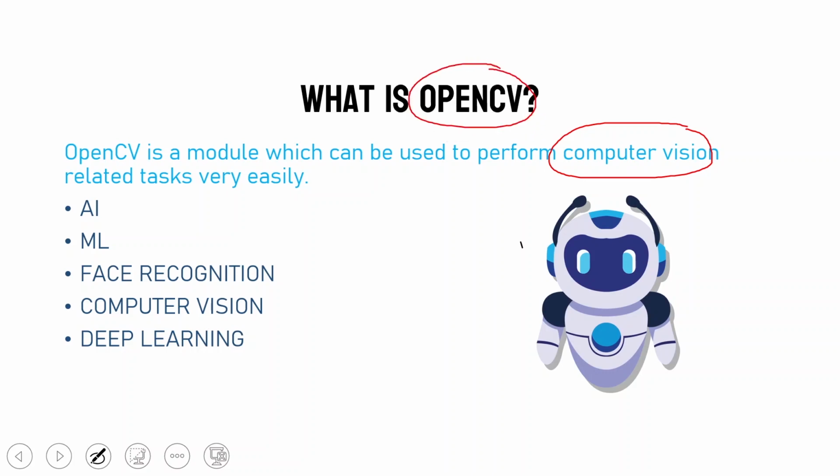OpenCV is basically a module in Python that can be used to do these things, and also this software can be used to do these things: artificial intelligence, machine learning, face recognition, computer vision, deep learning, and the list will continue.